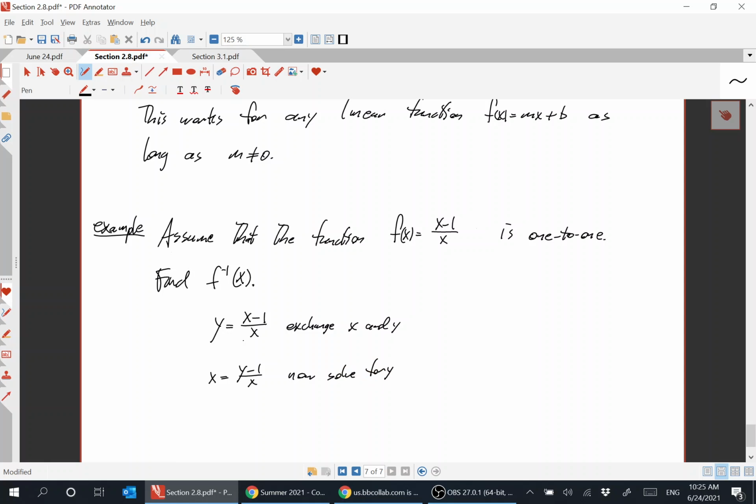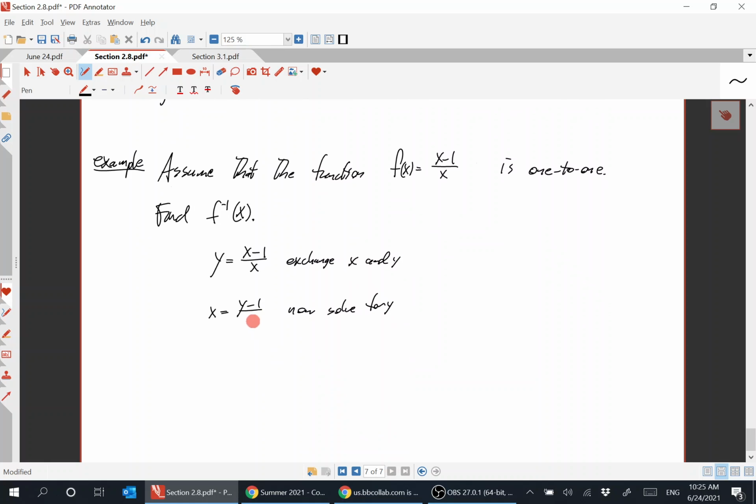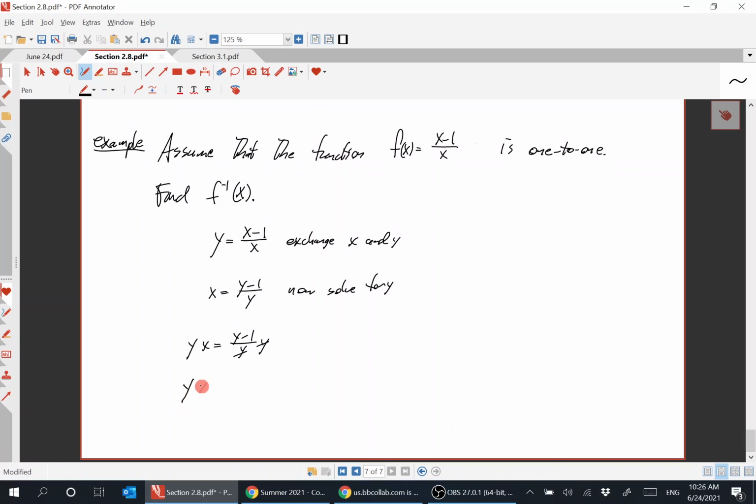You can just solve for x right off the bat here, but sometimes folks like to exchange like that. Well, how do you do that with this type of function? Multiply both sides of the equation by the denominator. So I'm going to make yx is equal to (y minus 1) over y times y. All right, so these are going to cancel. And I have yx is equal to y minus 1.